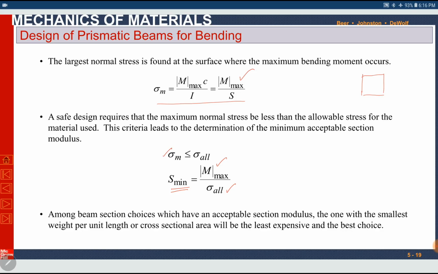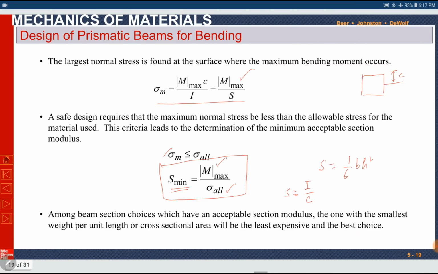Section modulus is a geometric property of the material. For a rectangular beam, section modulus is equal to 1 over 6 bh squared. Section modulus is simply moment of inertia divided by c. What is c? c is the distance from the neutral axis to the outer surface of the beam. Okay, so we can design a beam, we can find its geometry, its section modulus using this expression: maximum moment divided by allowable bending stress, or allowable normal stress.